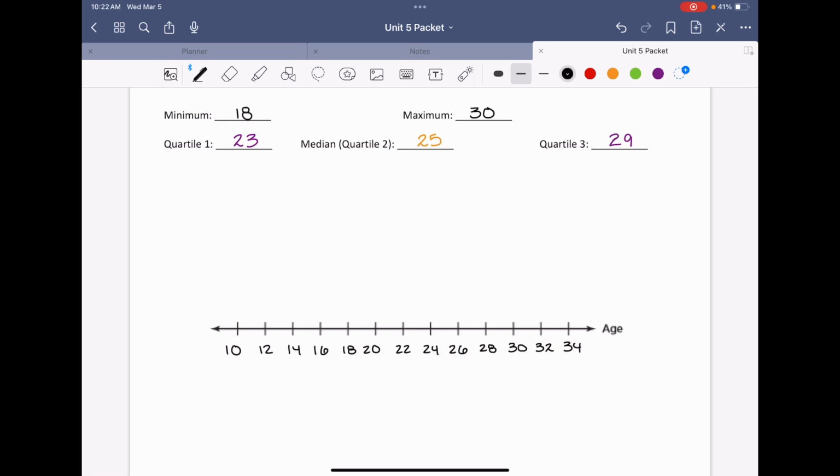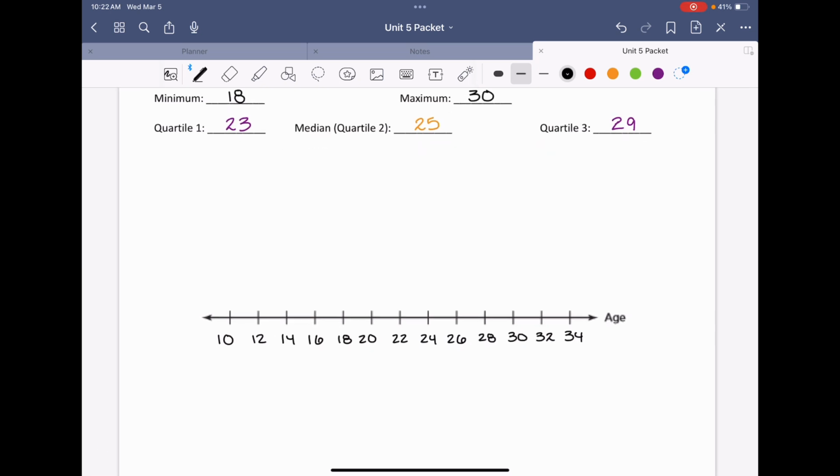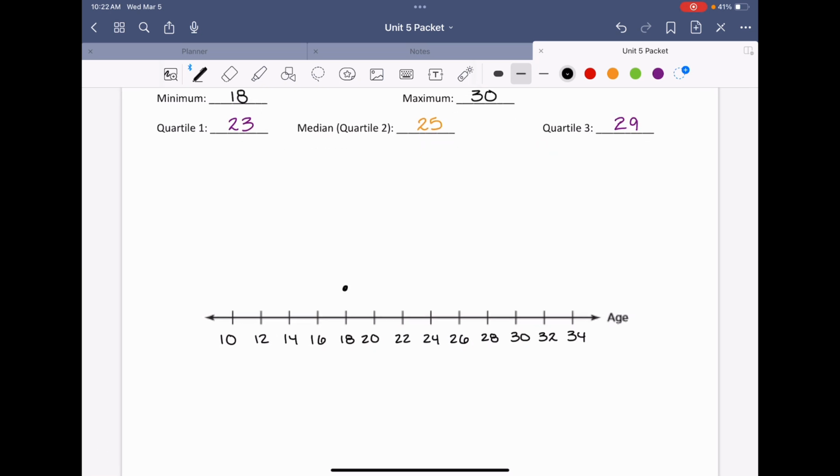All right, so I'm going to put my points down. 18, 23, 25, 29, and 30. So I've got my whiskers and my box.